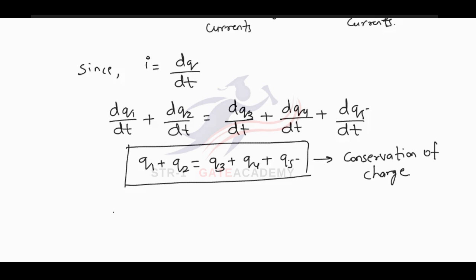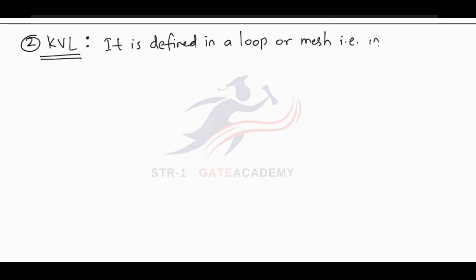This is the first law of Kirchhoff, that is Kirchhoff's current law. Then we will see Kirchhoff's voltage law. So next, the second law is KVL. Now, as KCL is defined at a node, KVL is defined in a loop or mesh, that is in a closed path.